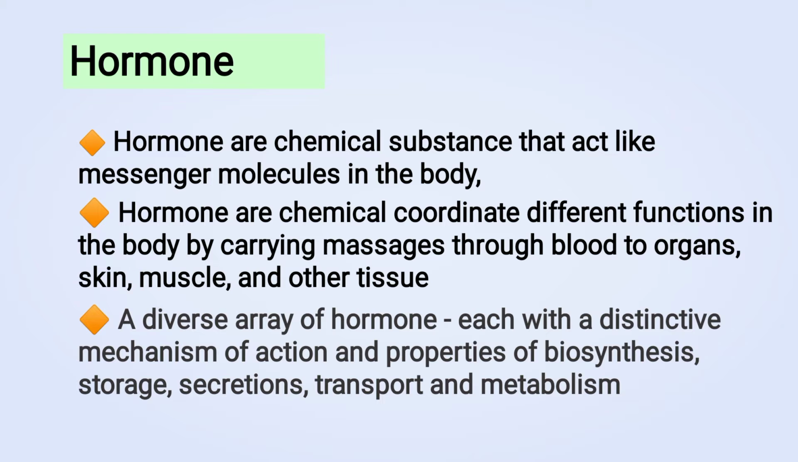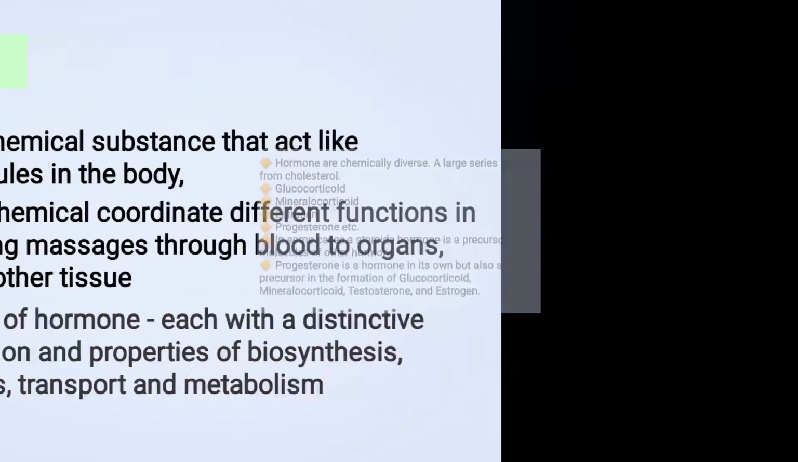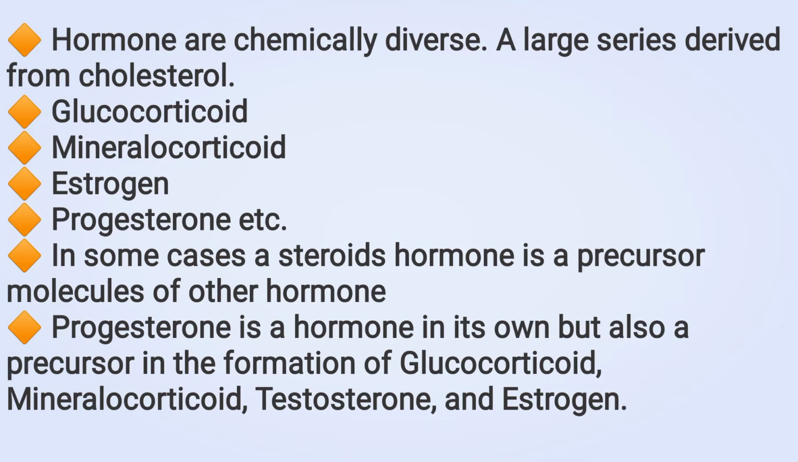For example, insulin is a hormone that is made by the beta cells in the pancreas. So, this is the definition and brief introduction about hormones. Now, progesterone is a hormone in its own right but also a precursor in the formation of glucocorticoids, mineralocorticoids, testosterone, and estrogen. In some cases, steroid hormones are precursor molecules of other hormones.